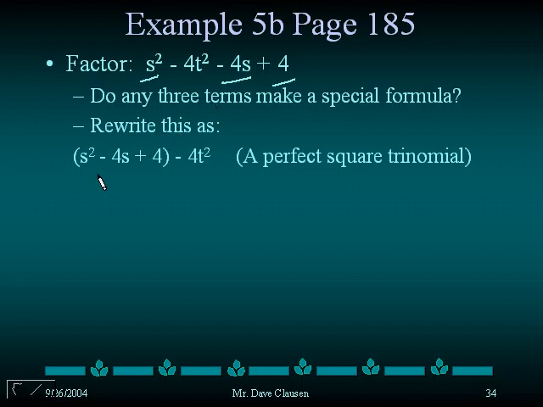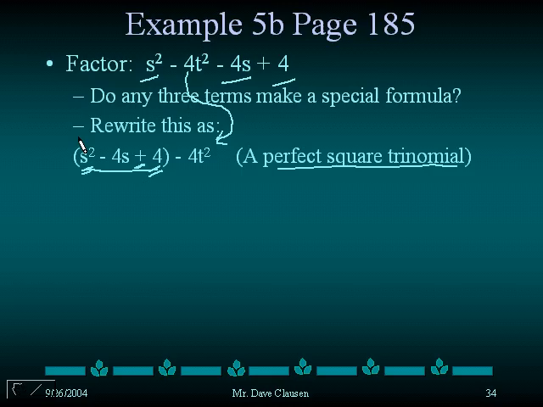And in that case, we're going to use the associative property to put parentheses around s squared minus 4s plus 4. What special formula is that? That's the perfect square trinomial formula. And this minus 4t squared, we're just going to write behind for now. So again, perfect square trinomial. First, it's a trinomial. Second, the last term is positive. Third, the first term is a perfect square. Fourth, the last term is a perfect square.